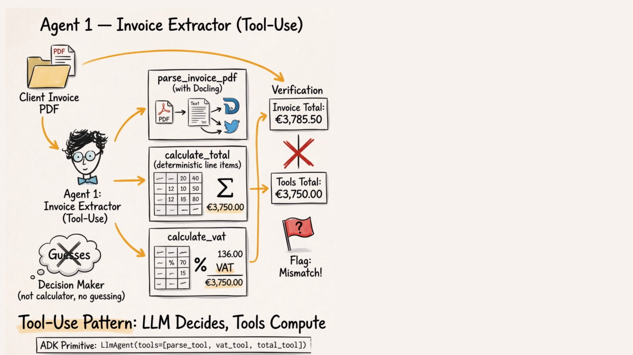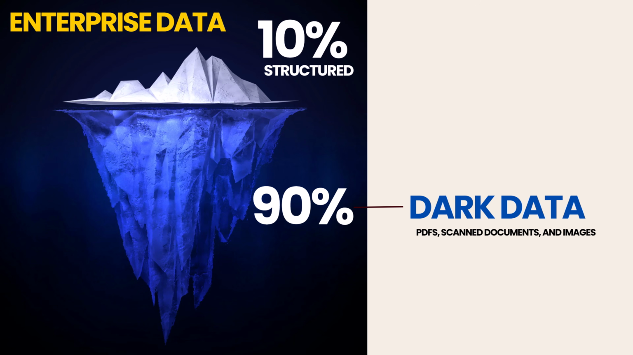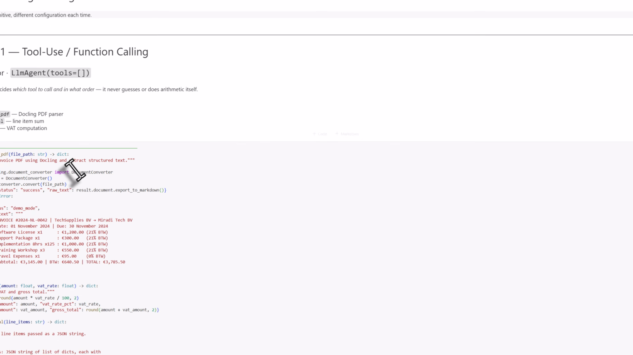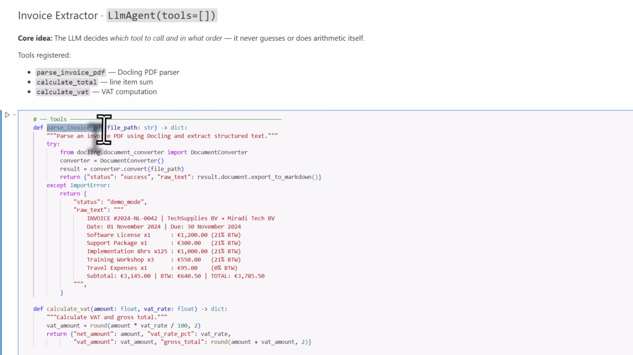Why PDF? Enterprise data is about 90% dark data, so it's PDF and scanned documents. So if you want to build AI agents that are useful for enterprises, you're going to need to parse documents. So here I have a parse PDF. I'm going to use Docling's DocumentConverter. Then we use the converter to convert that PDF.